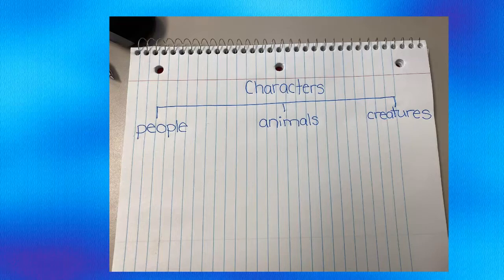So you can see at the top of my tree map, I have characters, and then I did my 3 different categories. If you look closely, you can see that I left a lot of white space underneath it because we're going to fill it up this week. If you need to, you can pause the video and copy my notebook so yours looks the same.